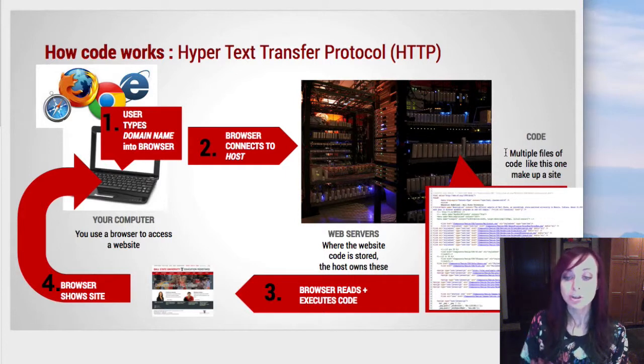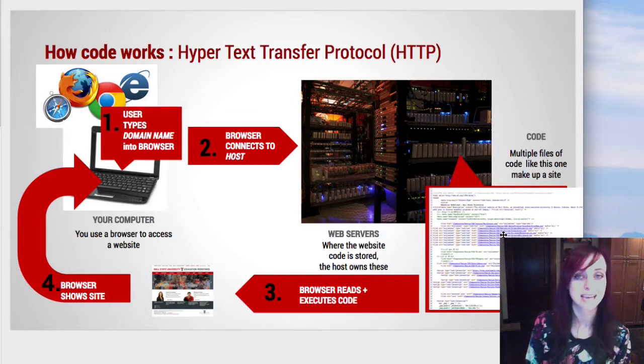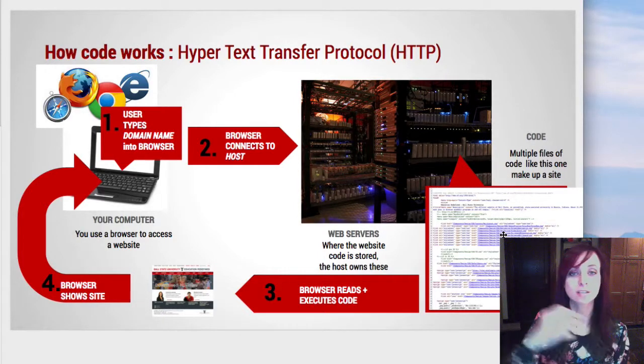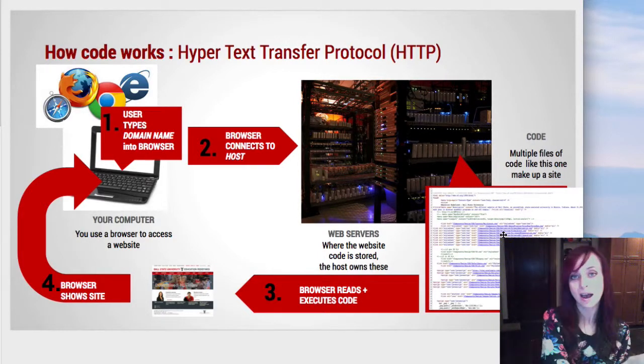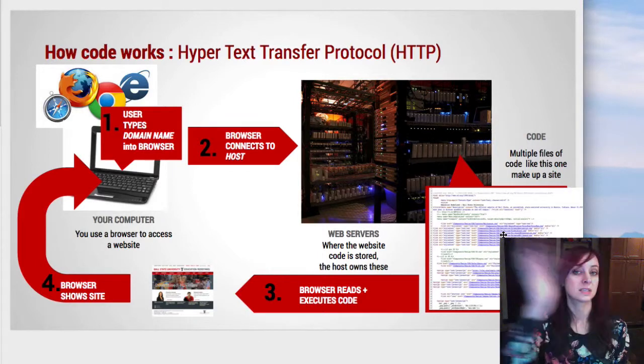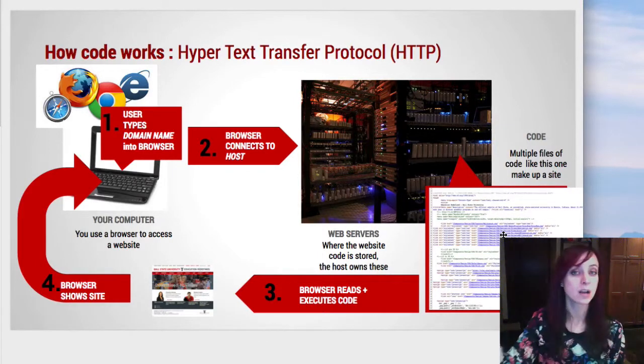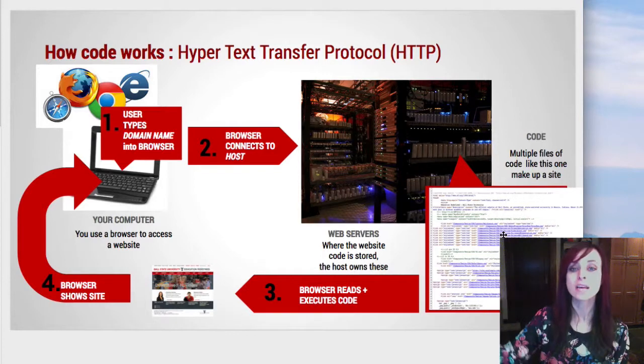So the browser looks at that code that you're seeing here, and the code is just instructions about what the website is supposed to look like and what the website is supposed to do. So where's the logo? Is it in the top left corner or is it in the top right corner? Is it along the side? Where's the menu? Is it across the top? Is it across the side? What are the buttons in the menu? The code generates all of that.